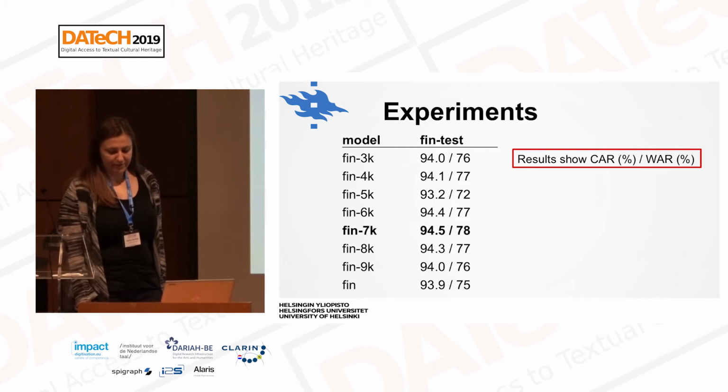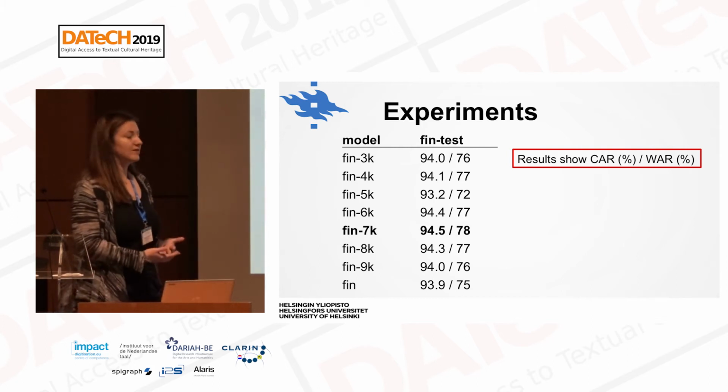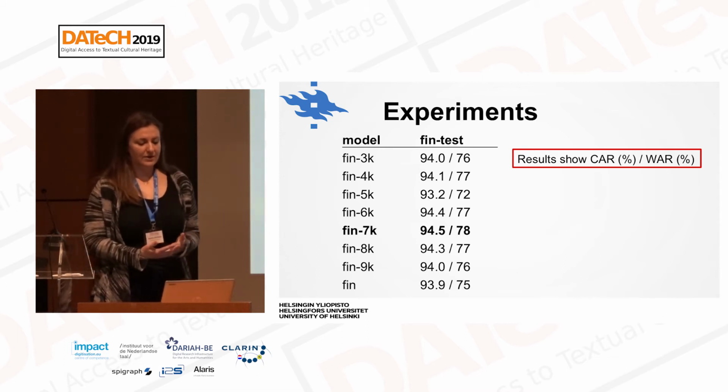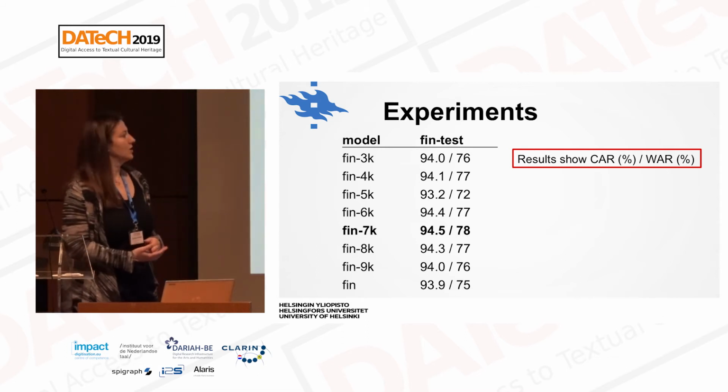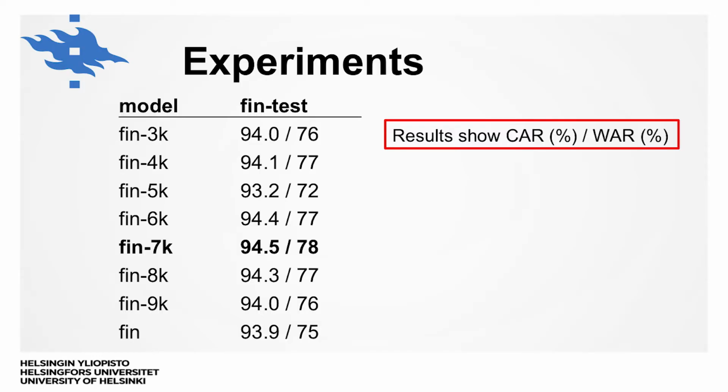So we ran experiments. First, we wanted to see how much training data really is enough. We trained Finnish models with 3,000, 4,000, and so on lines until 10,000. The results are shown here in character accuracy rate and word accuracy rate. And we found that the best results are around 7,000, which was maybe a surprise because they always tell you, oh, when you use neural networks, you need as much data as possible.